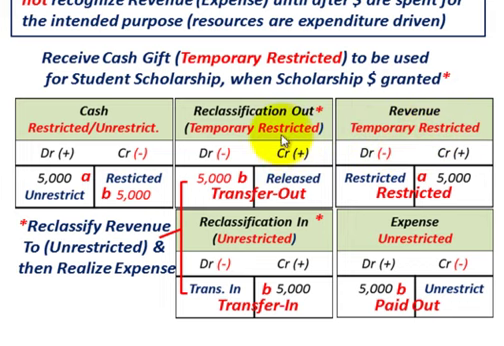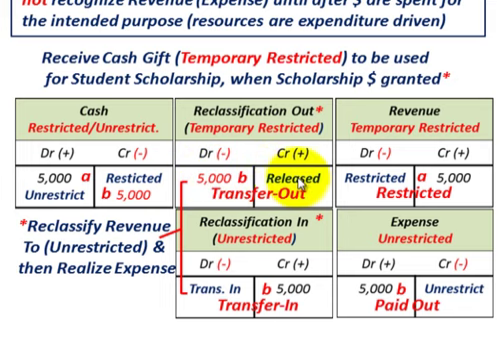And then when the scholarship was actually granted to the student, this is where you do your reclassification of the restricted cash and your temporarily restricted revenue. Before we actually recognize the expense on that scholarship, we have to set up our reclassification account. So we're going to reclassify our revenue to unrestricted, and then we're going to realize the expense. Let's say the reclassification out would be titled temporarily restricted assets. We would debit that, or reduce our reclassification out, by $5,000.